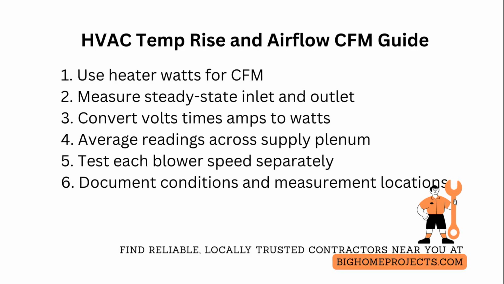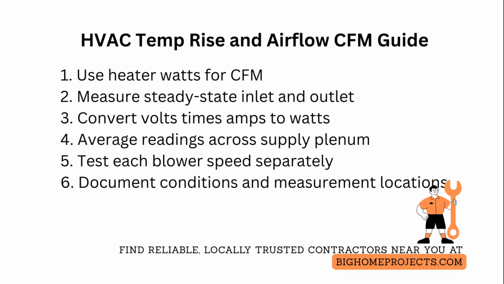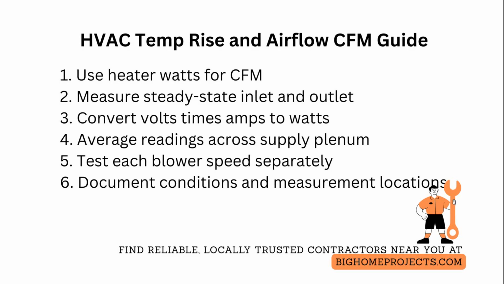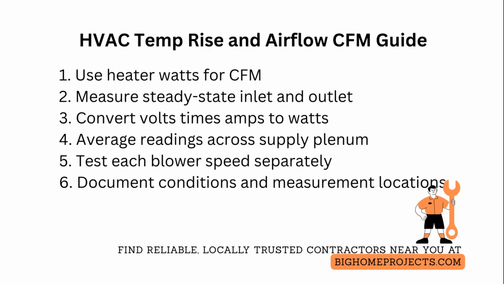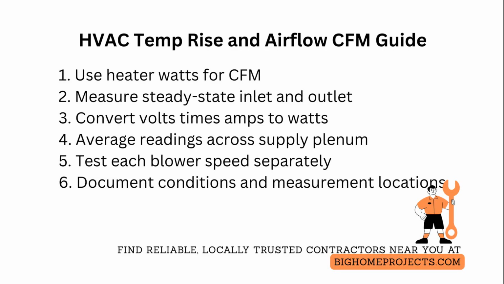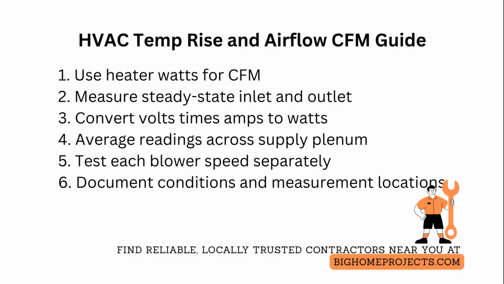Start by measuring the air temperature entering the furnace cabinet and leaving the supply plenum with a quality probe thermometer at steady state, taking readings after the system has run for at least 5 minutes at steady blower speed. Convert the electric strip heater nameplate voltage and amperage into watts by multiplying volts by amps, and for gas furnaces use the furnace's rated input BTU per hour converted to watts to combine heat sources if needed.